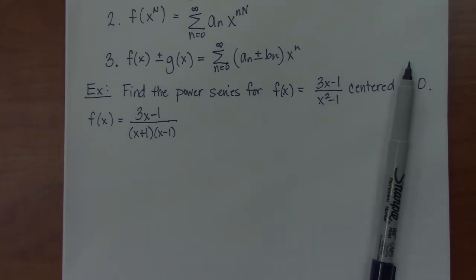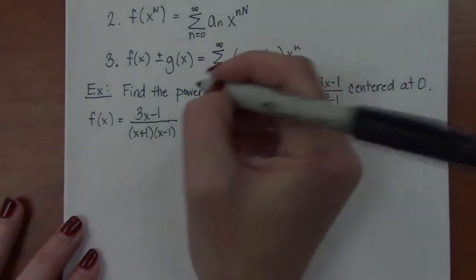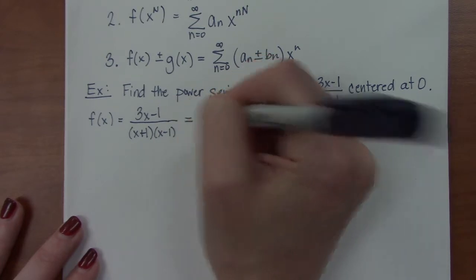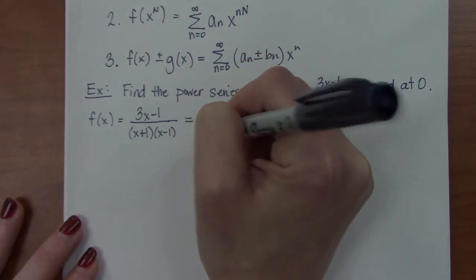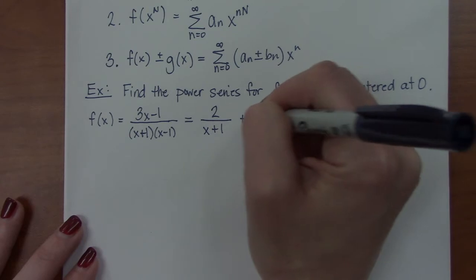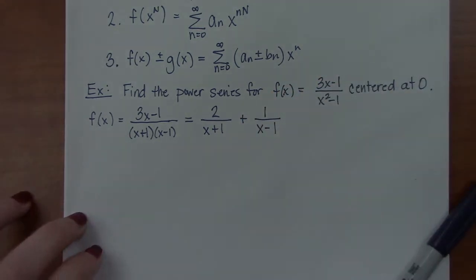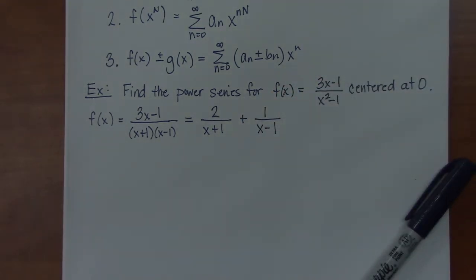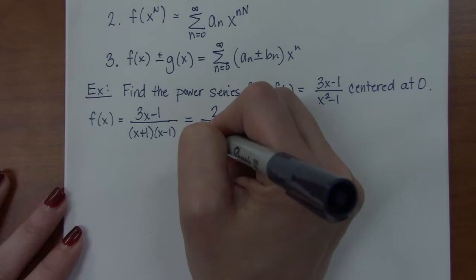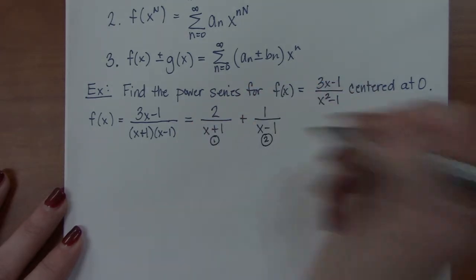So because those terms are linear, that's great for us because that means we can probably use the geometric series. So this turns out to just be 2 over x plus 1 plus 1 over x minus 1. And those are in fact of the form a constant over a line. So we're going to call this guy number 1 and this guy number 2.